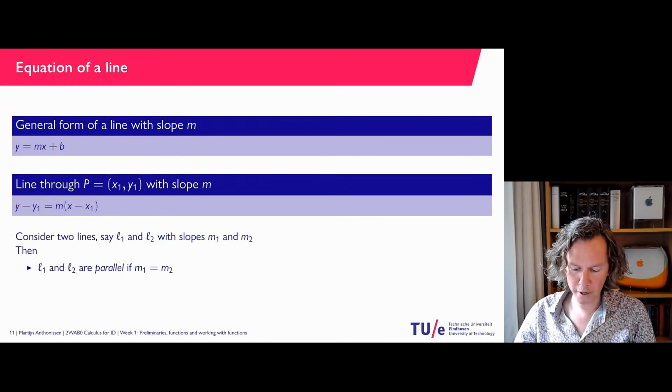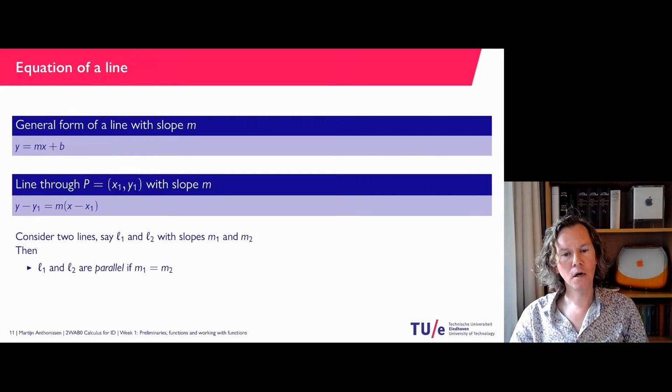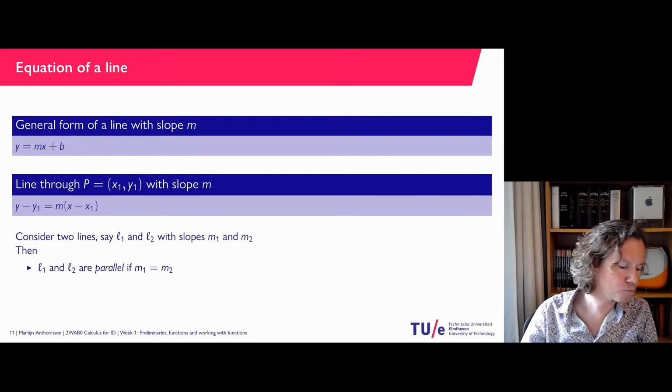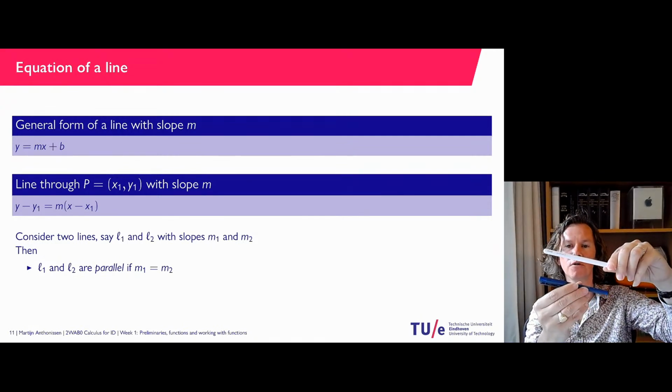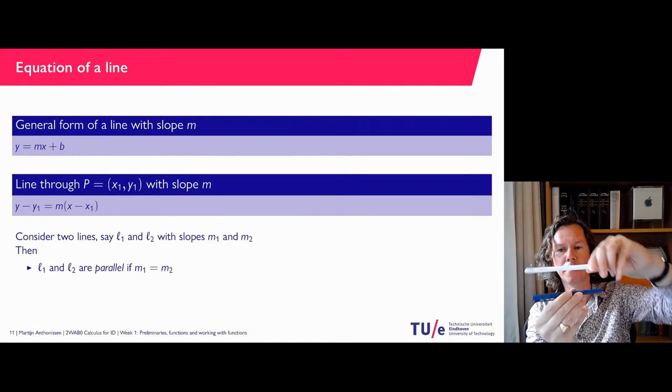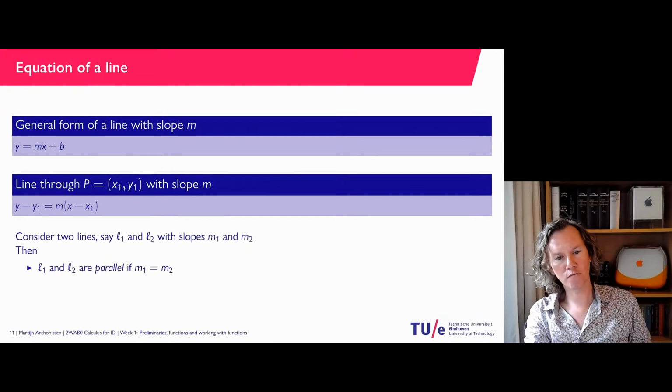Now, if you have 2 lines, L1 and L2, with slopes m1 and m2, then they are parallel, and parallel is precisely what you think it means: if you have a line and a second line, they both go like this. If m is the same, they need not be the same line, but at least they're parallel. That means if m1 equals m2.